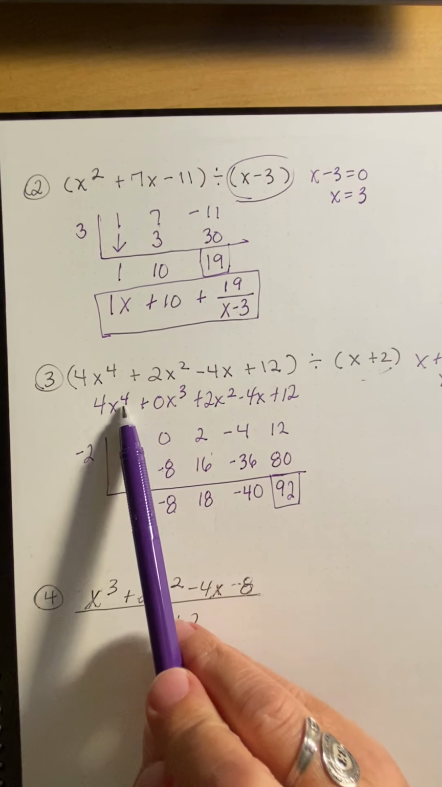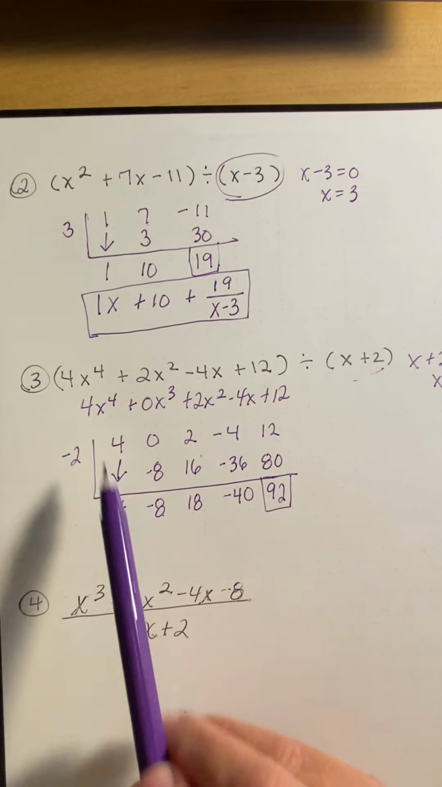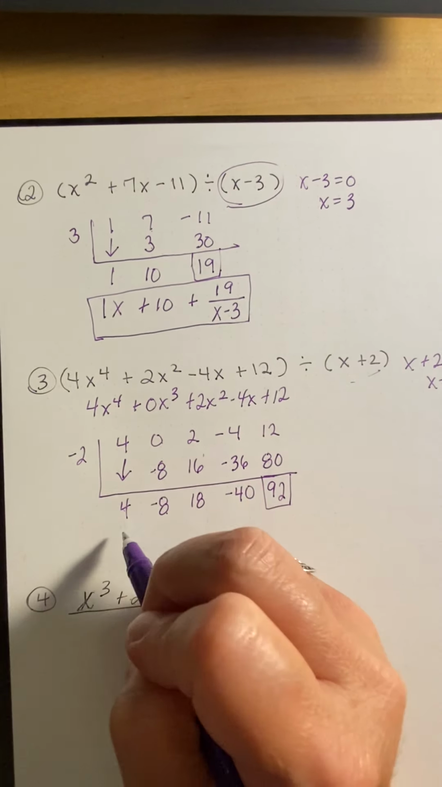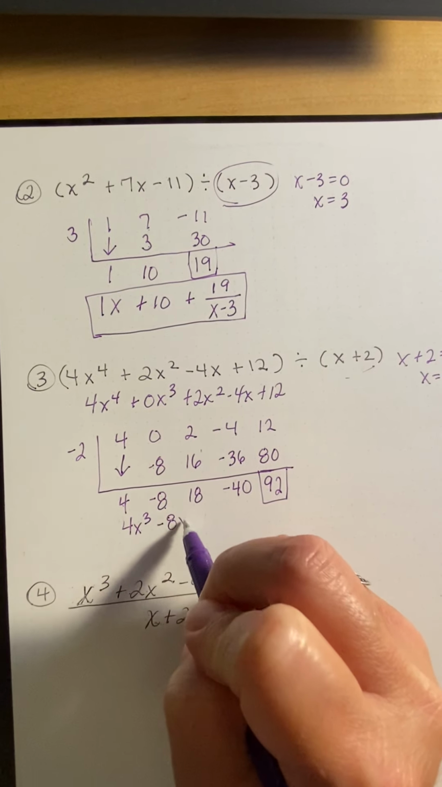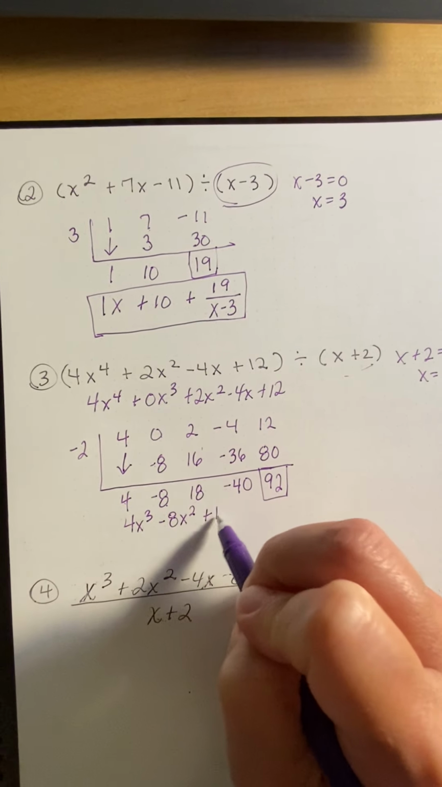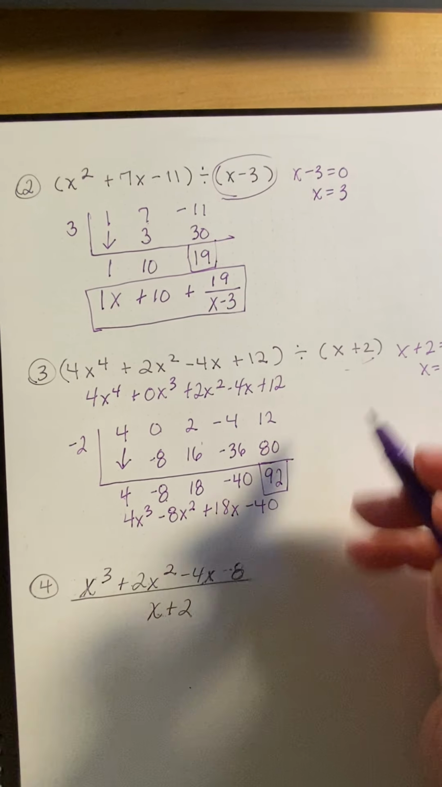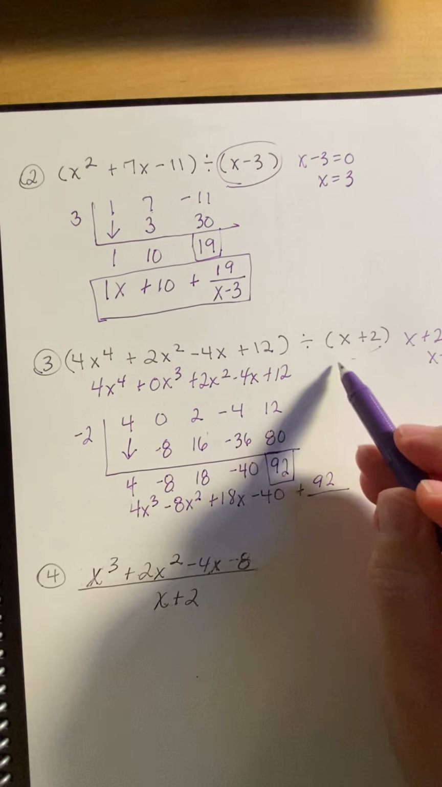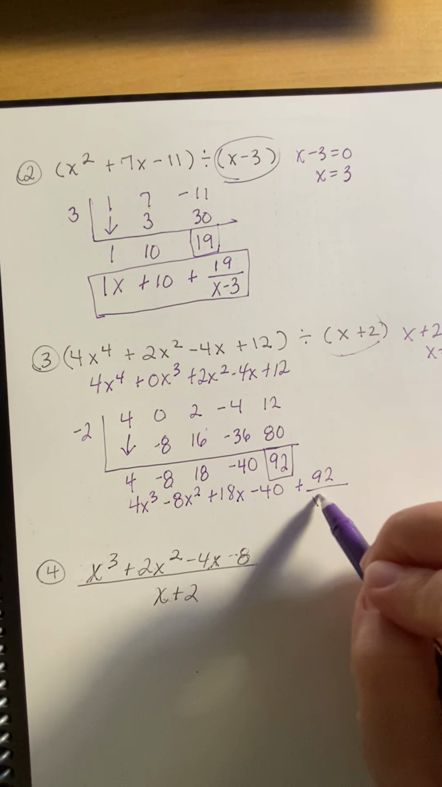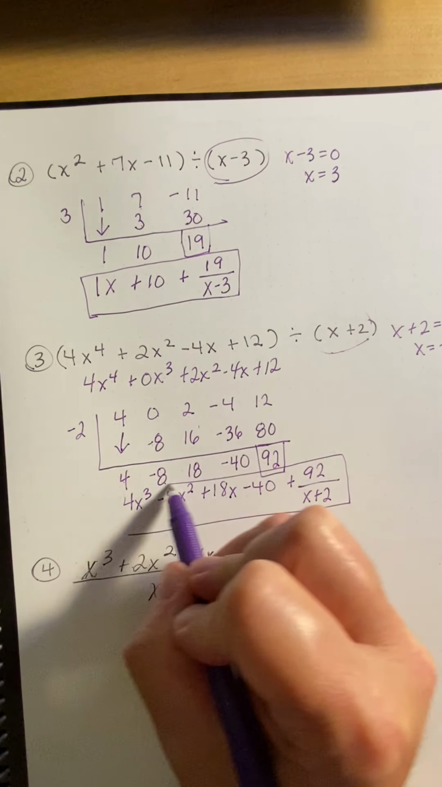Now this started out with x to the 4th. So we're going to have to drop it down by 1. So we're going to drop that to x to the 3rd. So 4x to the 3rd minus 8x squared plus 18x minus 40. Now we're going to write our remainder. So plus 92, and it's always going to be whatever your divisor was, x plus 2 in this case. And this is going to be our answer.